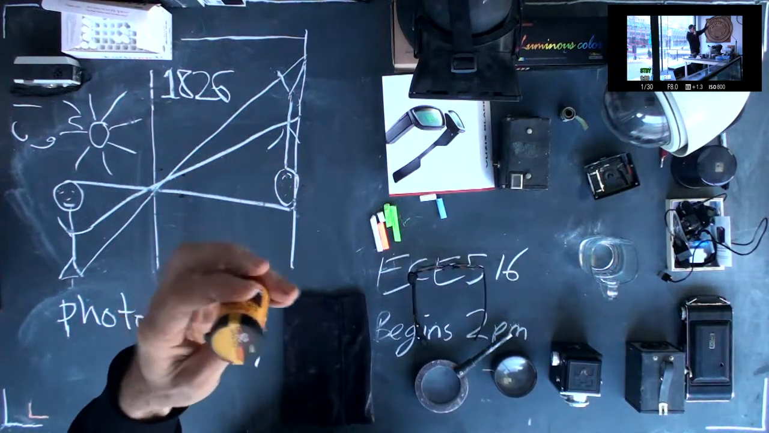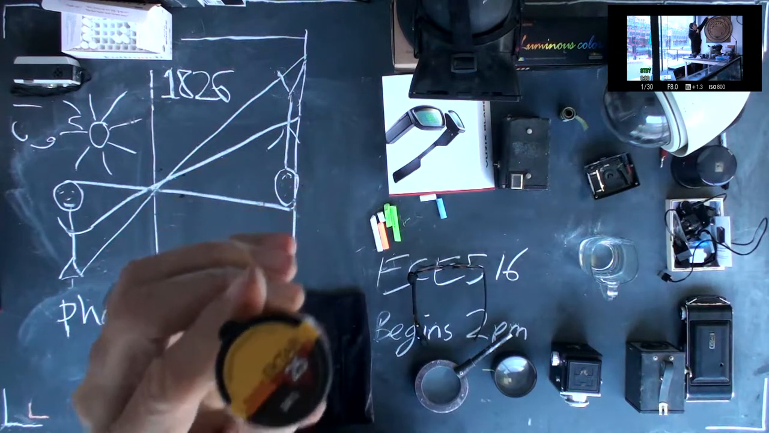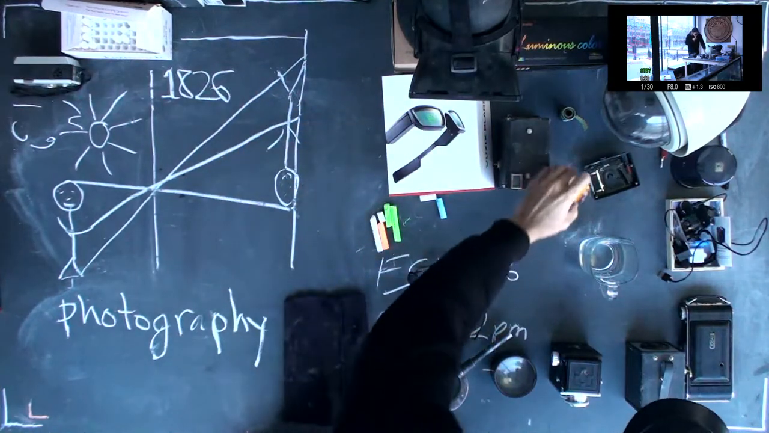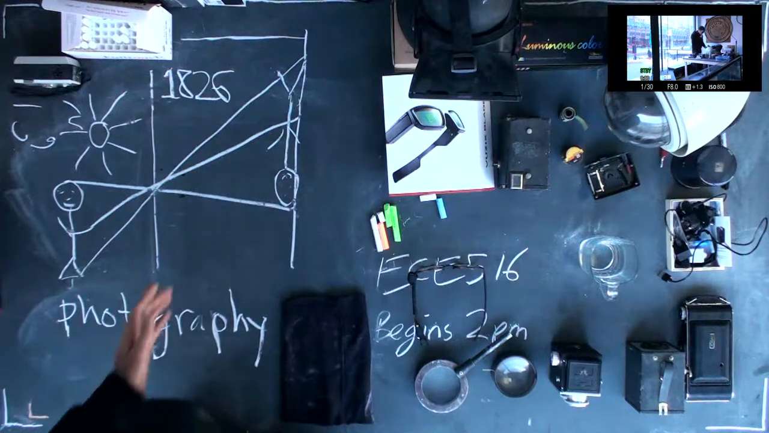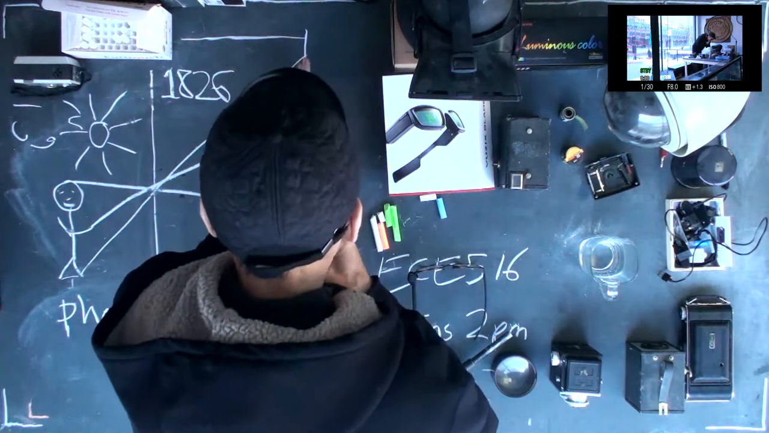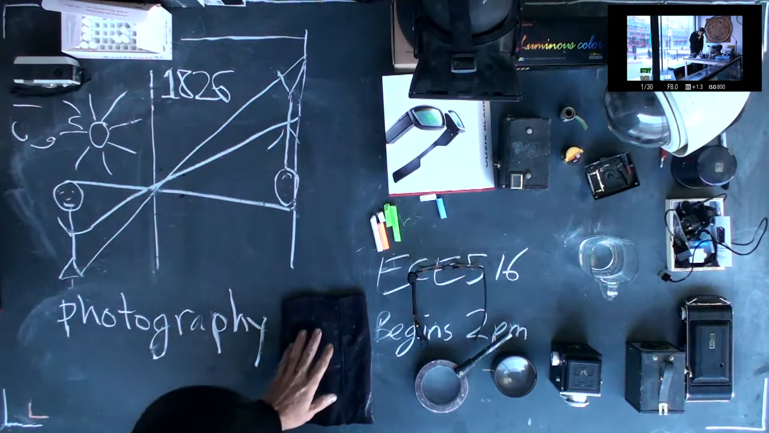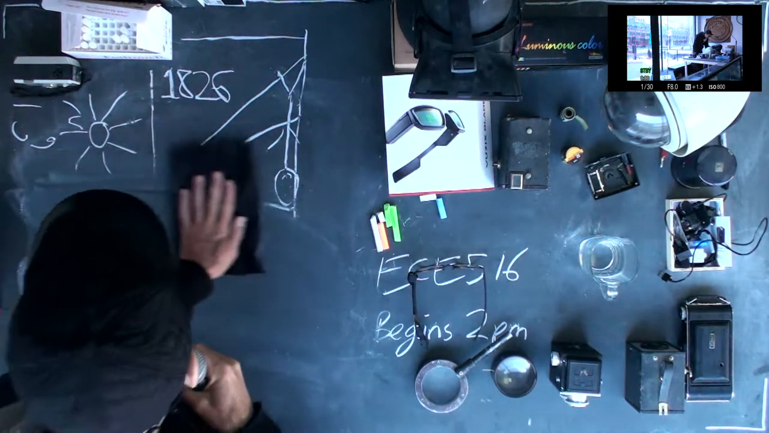This was one of my favorite, Kodak Ektar 25 ISO exposure film. And so that film, if you put photographic light-sensitive material in here, it will form an image. So your first lab, we're gonna build a camera and understand what it really is.